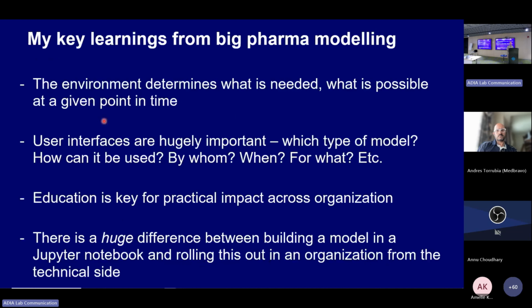And so the learnings from Big Pharma, in my opinion, are that the environment determines what is needed. So my point is, what is needed in the organization? If you try to push out your fancy machine learning models, it's unlikely to succeed. You need to listen to the organization, what they need and would use as well. That's what I mean by the environment, the users. User interfaces are really important.